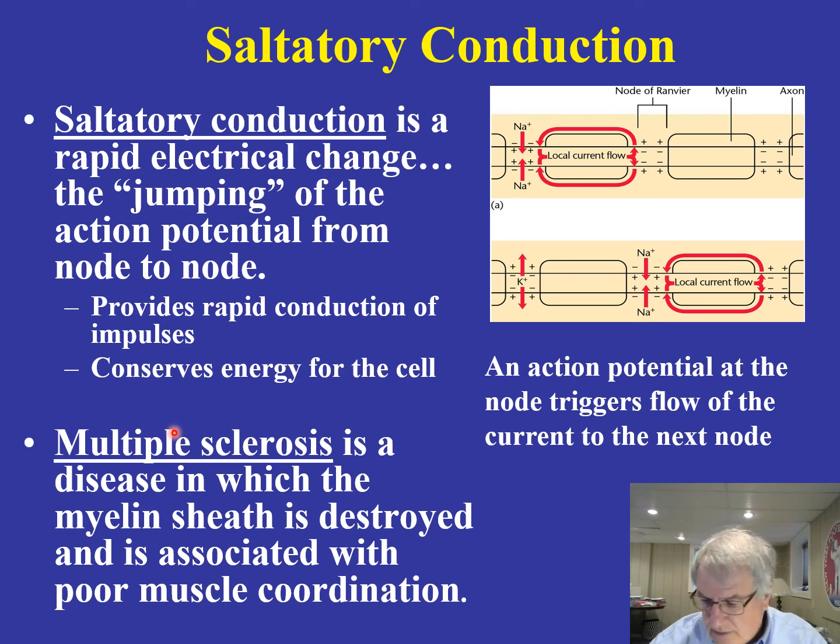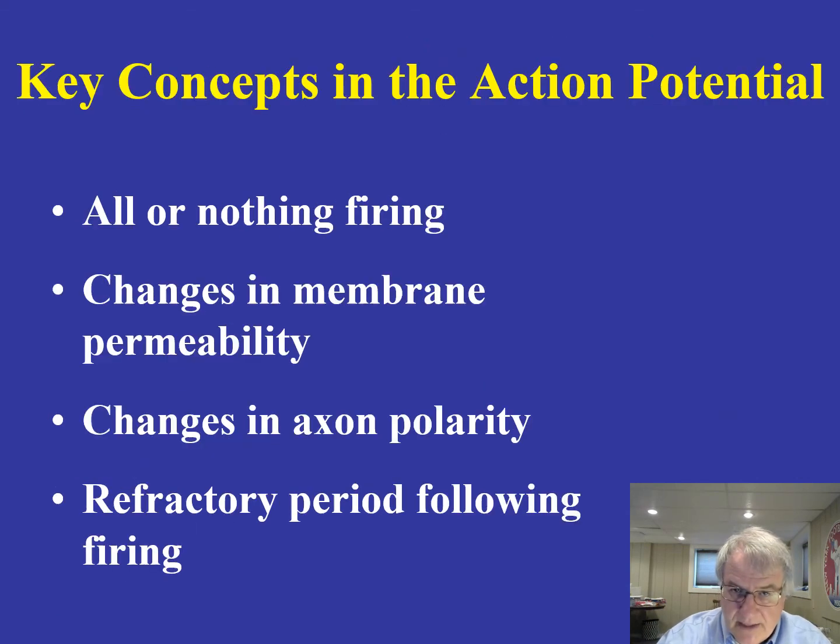So that serves as a basic understanding of what is happening in terms of the action potential. We'll now begin to take a look at neurotransmitters in the brain. But just by way of a little bit of review, here are the key concepts you need to be familiar with: all or nothing firing, changes in the permeability of the membrane, changes in axon polarity, and these refractory periods. I think those are key concepts in terms of understanding the action potential. So we'll now begin to take a look at neurotransmitters.